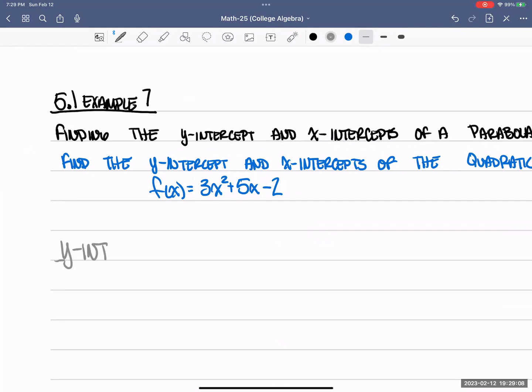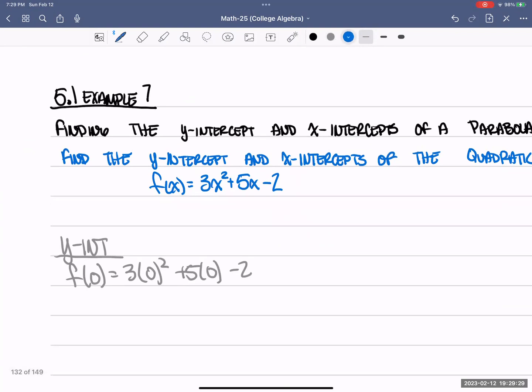So the y-intercept happens when x is equal to 0. So here we're going to evaluate our function at 0. Everywhere we see an x, we're going to plug in a 0. F of 0 is equal to 3 times 0 squared plus 5 times 0 minus 2. So this part goes to 0, this part goes to 0, and we're left with negative 2. So we say that this is a point: when x is 0, y is negative 2. That's our y-intercept.